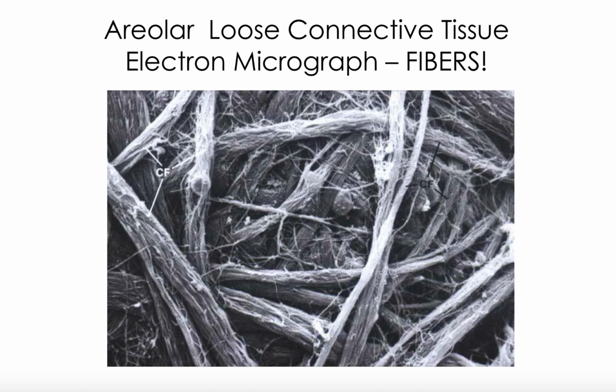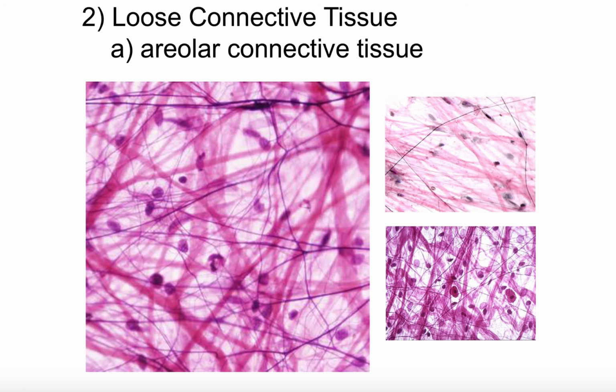This is a special kind of super high resolution image of areolar tissue. You don't really need to familiarize yourself with this, but you should recognize areolar tissue under a microscope picture like this. Recognize that the thick bands are collagen, the thinner bands are elastin, and all the little circle things are cells.